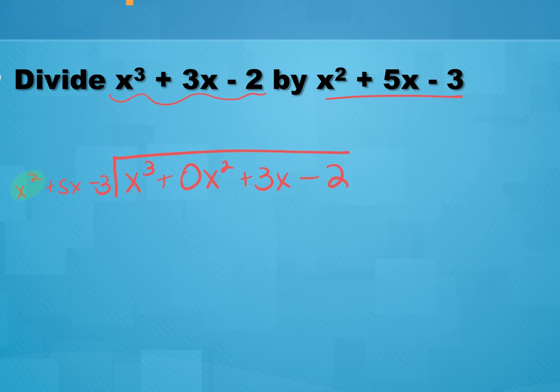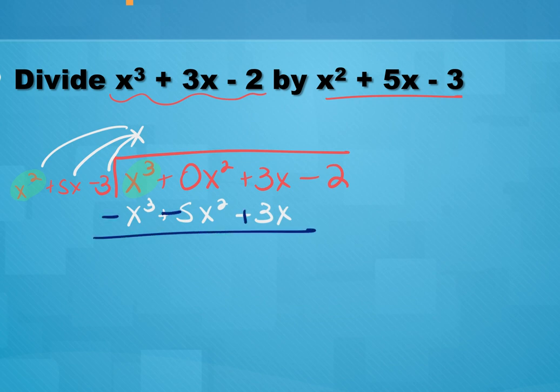And I repeat, first into first. So what do I have to multiply x squared by to get to x to the third? Good. I multiply it times all three. So x times x squared is x to the third. X times 5x is positive 5x squared. X times negative 3 is negative 3x. Then we change our signs and add. The first column should cancel. Positive 0 and negative 5 is negative 5x squared. Positive 3x and positive 3x is positive 6x. And then I bring down the next one.